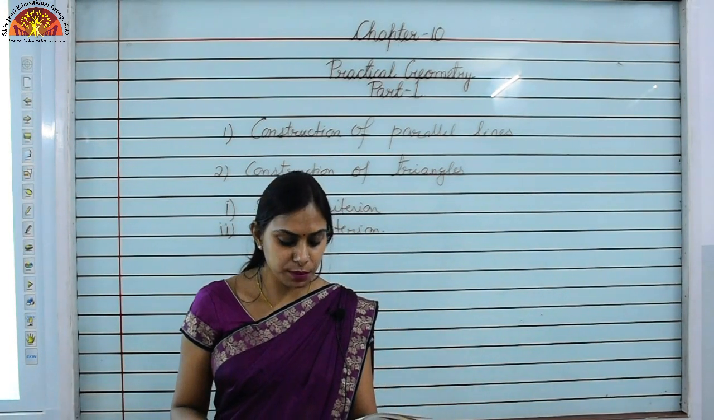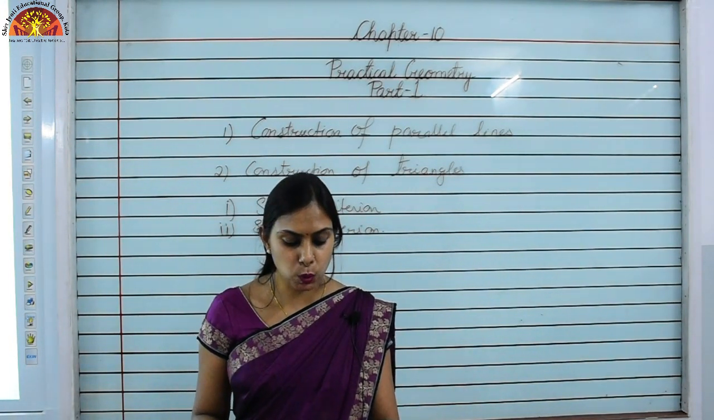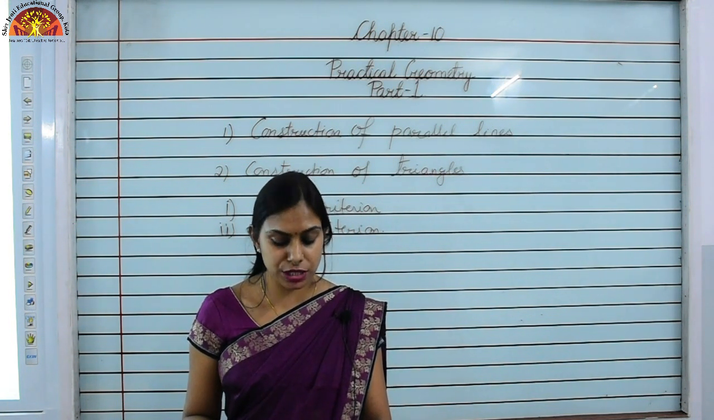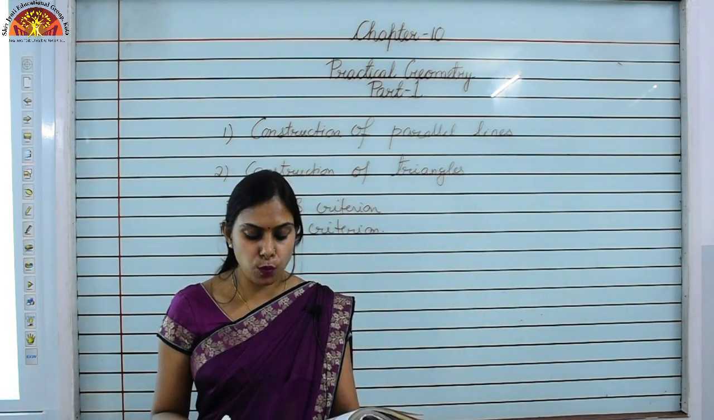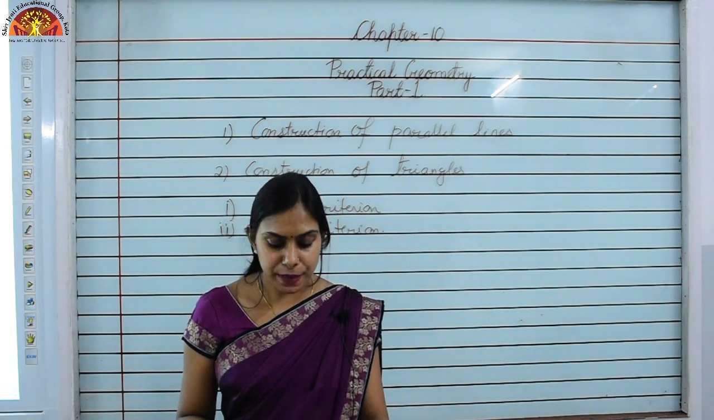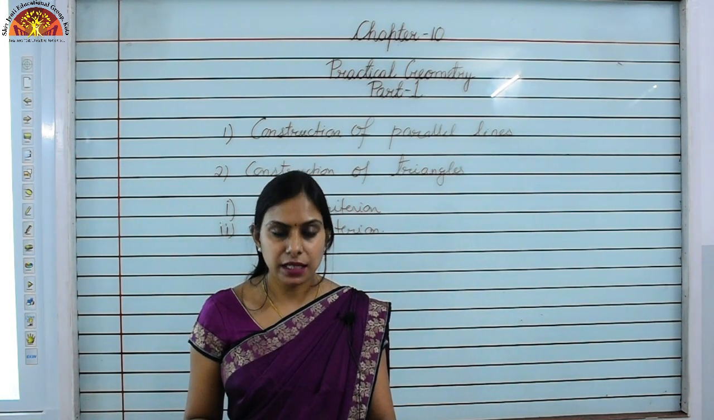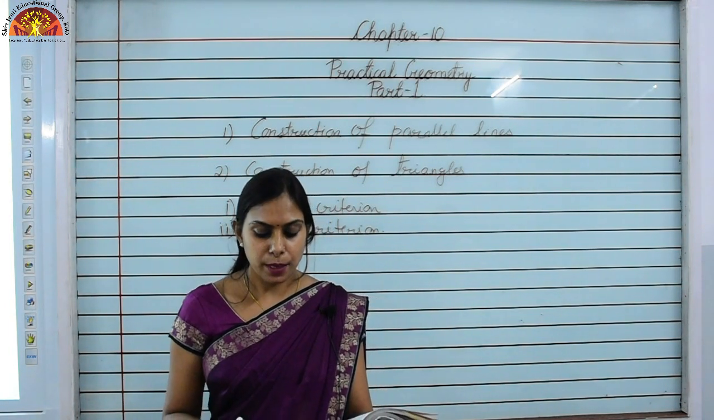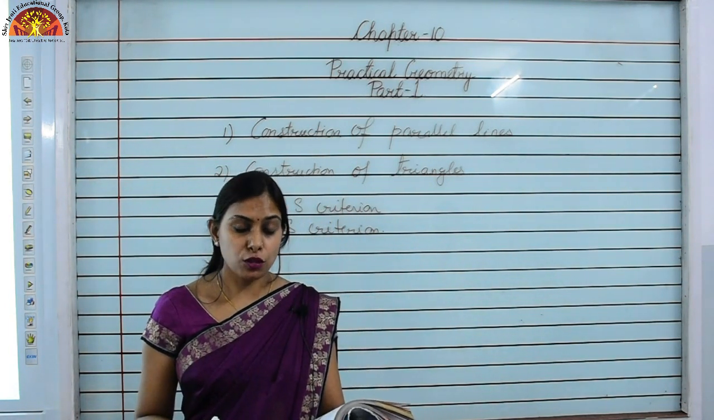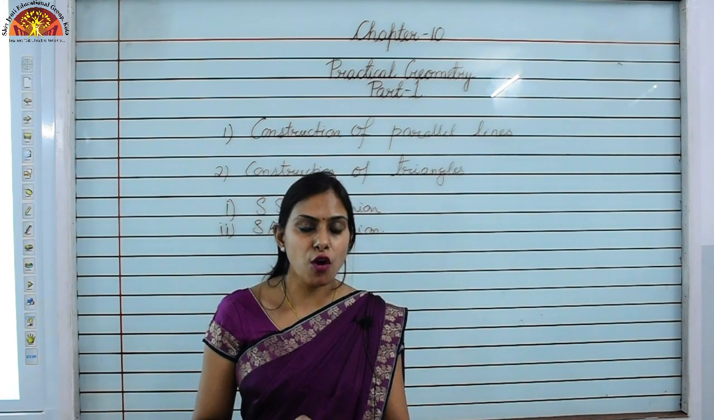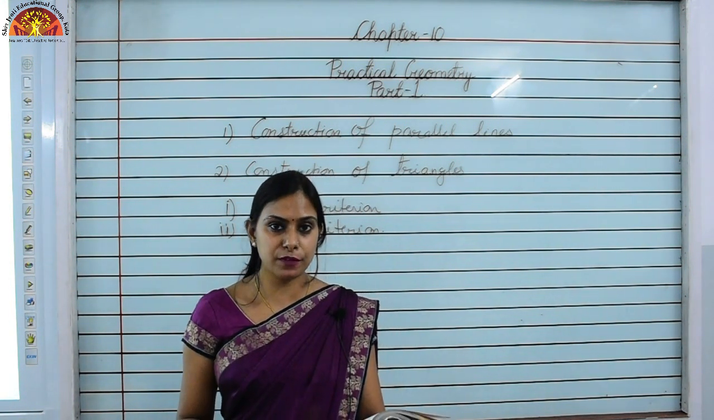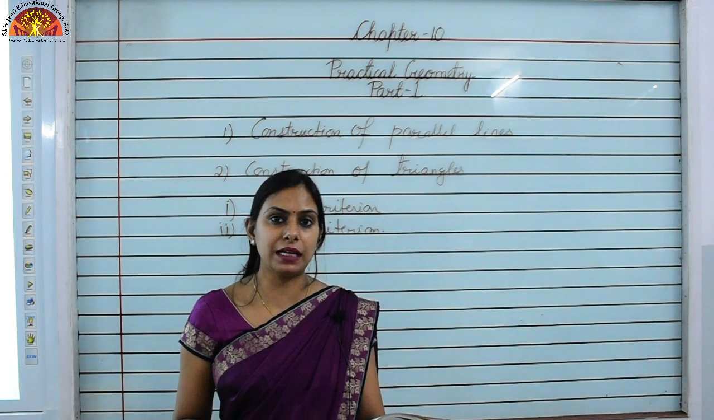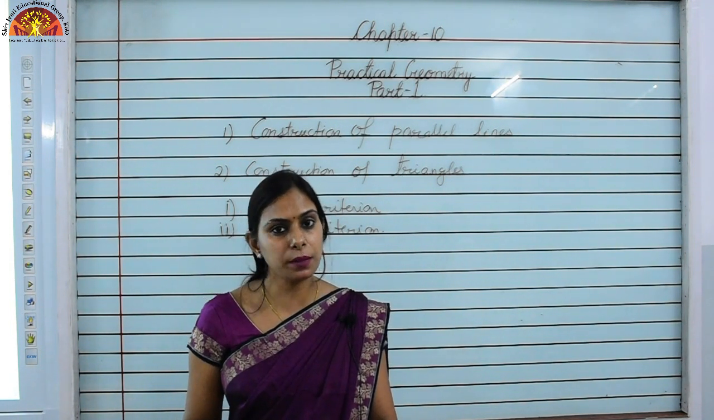Now just see question number 4, exercise 10.2. Construct triangle ABC such that AB is equal to 2.5 cm, BC is equal to 6 cm and AC is equal to 6.5 cm. Measure angle B. Now what you have to do? The measure of all the three sides has been given to you, and at last you have to find the measurement of angle B. So let's see the construction on paper.